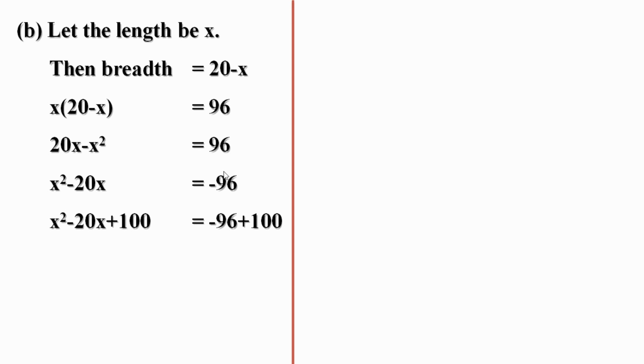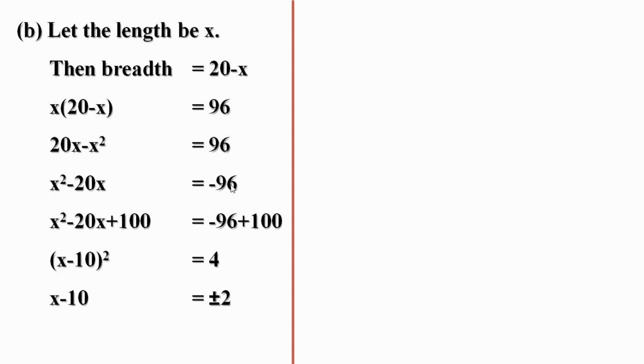Now look at the left side of the equation. It is a perfect square. It is the square of (x minus 10). And on the right side, minus 96 plus 100 equal to 4. So we can write (x minus 10) square equal to 4. Now let us find the square root on both sides. The square root of (x minus 10) square is x minus 10 and the square root of 4 is plus 2 or minus 2. So we can write x minus 10 equal to plus or minus 2.